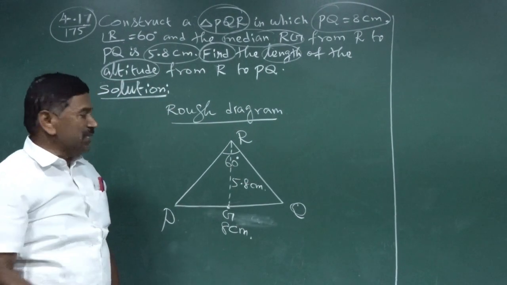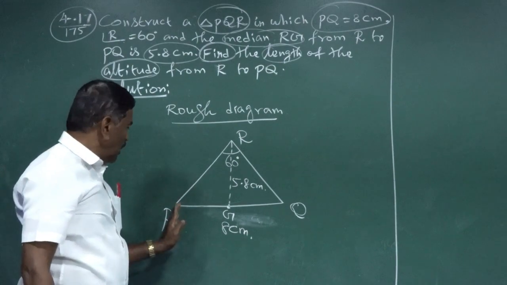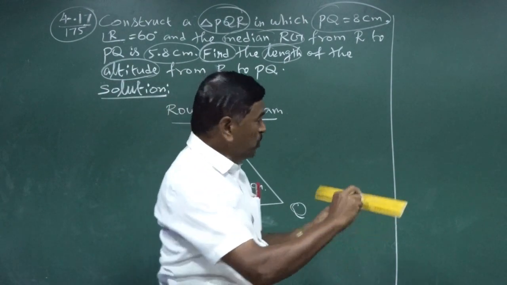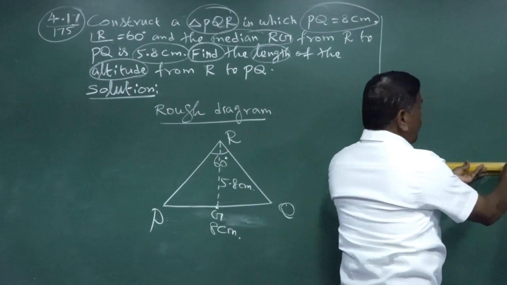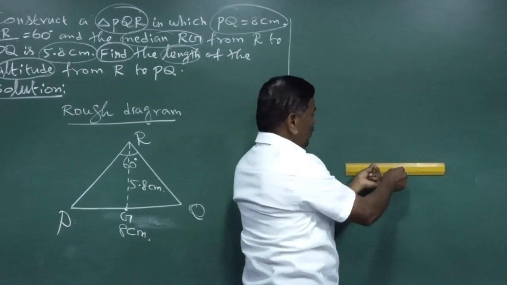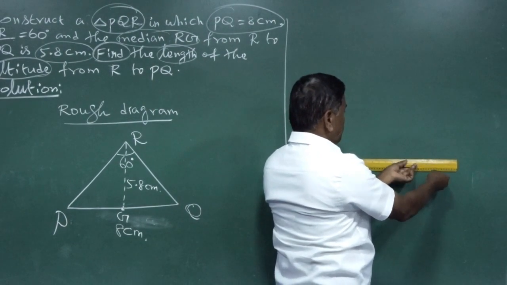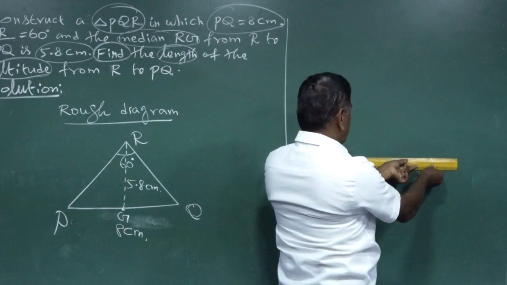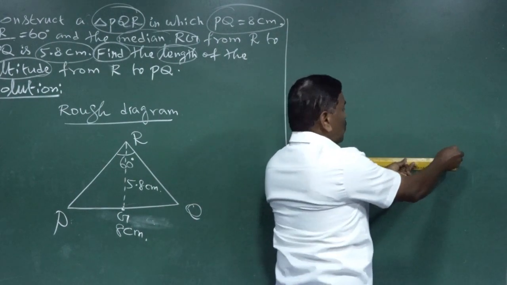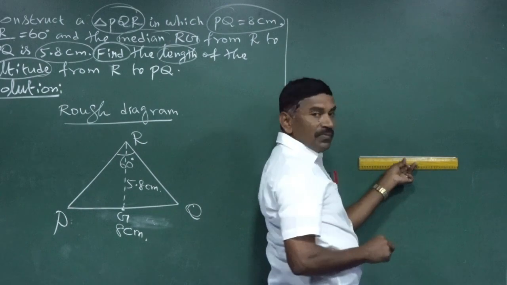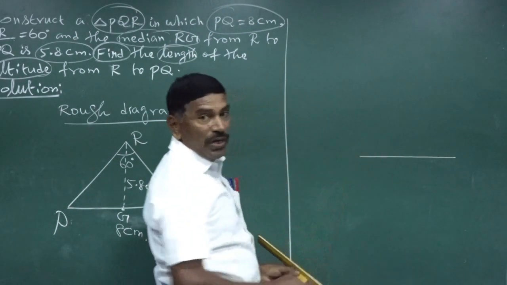Now listen to the steps. Step 1. Draw PQ equal to 8 centimeter using scale. Listen carefully. Using scale, draw PQ equal to 8 centimeter.